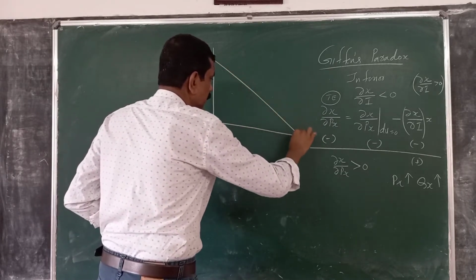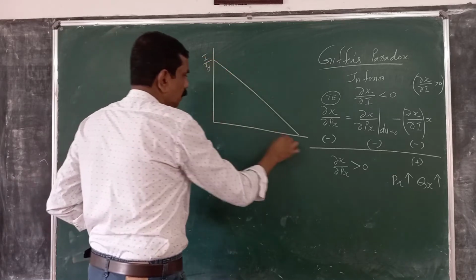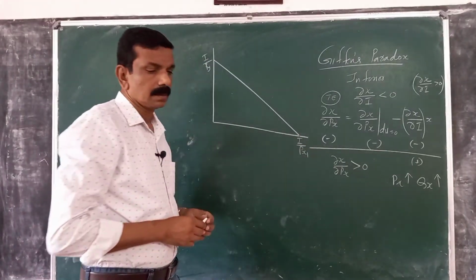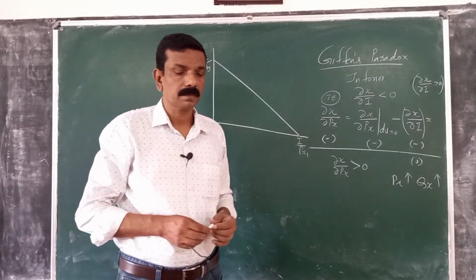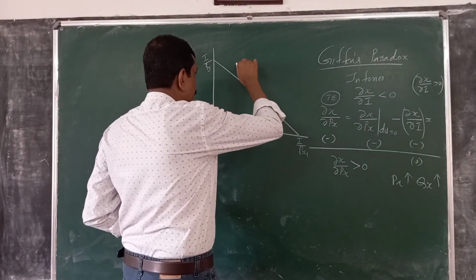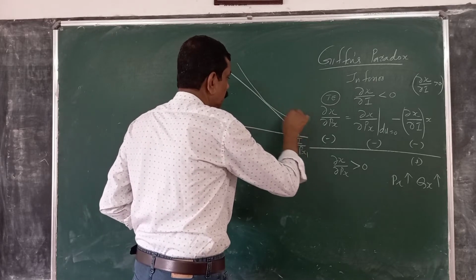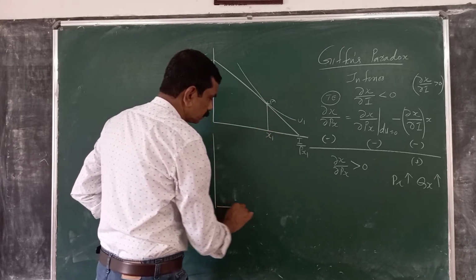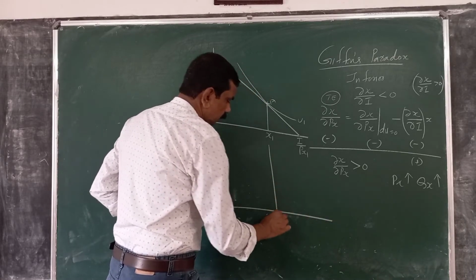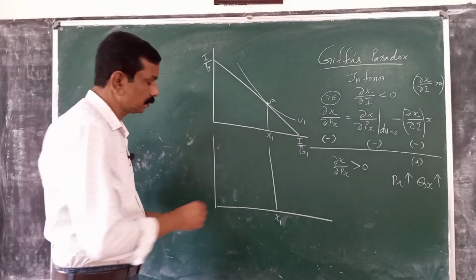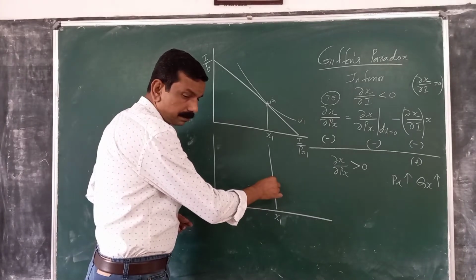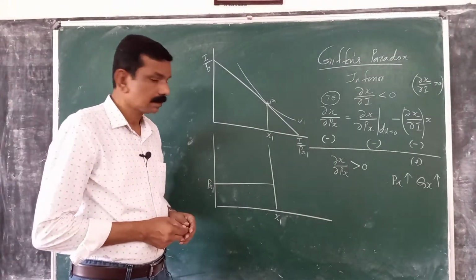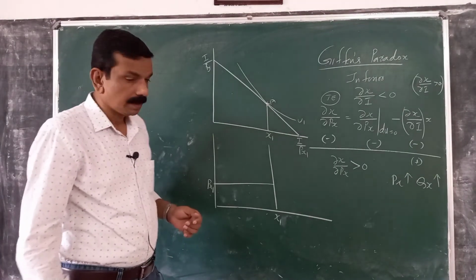Initially, the budget line is I by Px1. Suppose that equilibrium occurs on U1 at point A, where the quantity is x1 when the price is Px1.